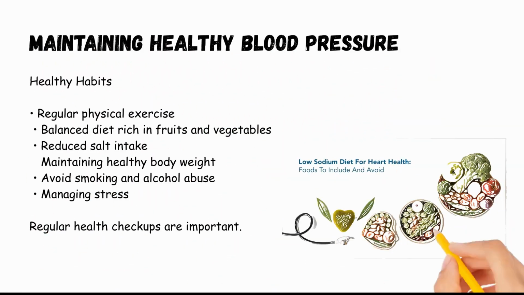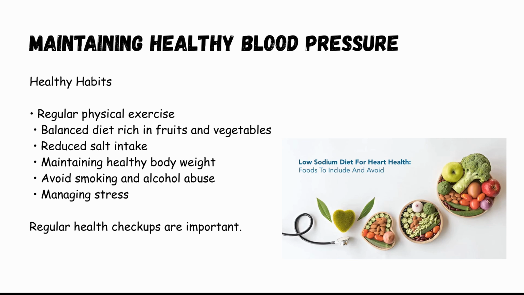One of the most effective ways to maintain normal blood pressure is regular physical activity. Exercise strengthens the heart and improves blood circulation. A balanced diet rich in fruits, vegetables, whole grains, and lean proteins is also important. Reducing salt intake helps prevent fluid retention and high blood pressure. Maintaining a healthy body weight can significantly reduce the risk of hypertension.